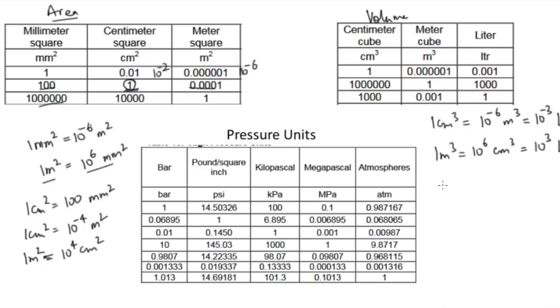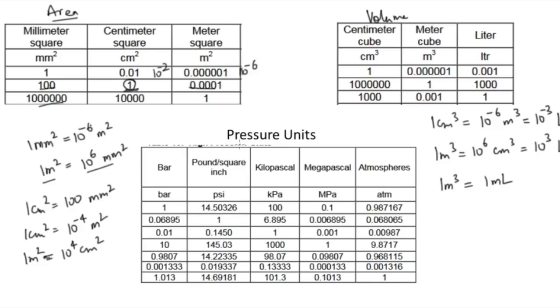So that's how you can convert meter cube into centimeter cube and liter as well. One more unit which is missing over here, I'm just going to include: 1 centimeter cube is equal to 1 ml. Okay, so 1 milliliter is equal to 1 centimeter cube, so that is also one of the conversion units. So these are the volume units.